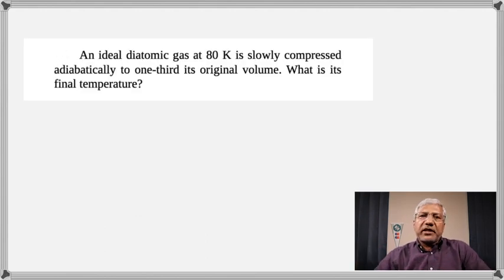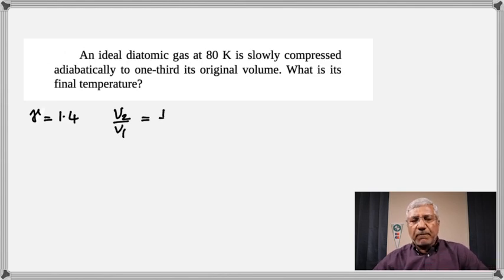Oh, there's one more. And this must be an important question, correct? An ideal diatomic gas is slowly compressed adiabatically. Oh, although it's slow, it's adiabatic. To 1/3 of its original volume, what's its final temperature? We have to use one of the adiabatic equations. And because we're talking about volume and temperature, it's going to be the one that involves temperature and volume. But gamma is 1.4. How do I know that? Because it's a diatomic gas. And V2/V1 is 1/3. It says that in the question. T1 is 80 Kelvin. What's T2 is the question.